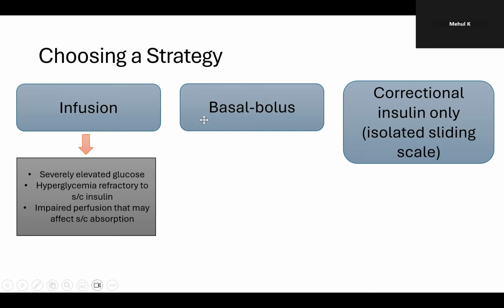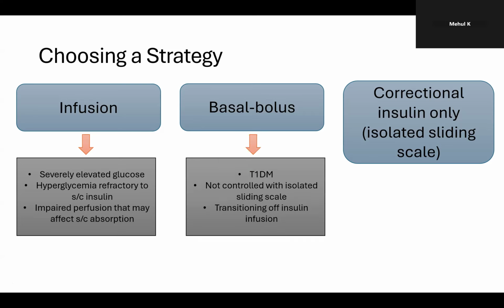Now coming to basal bolus, this is the most commonly used strategy, and this is always going to be the preferred strategy in type 1 diabetics. You have to remember one very, very important concept: in type 1 diabetics, you always have to give a basal insulin. If you do not give a basal insulin to a type 1 diabetic, they will go into DKA. So in inpatient, they will go into DKA if you do not give them basal insulin. So don't give them only regular insulin, you'll get into trouble with that.